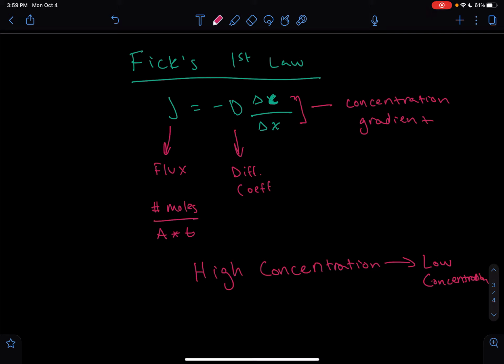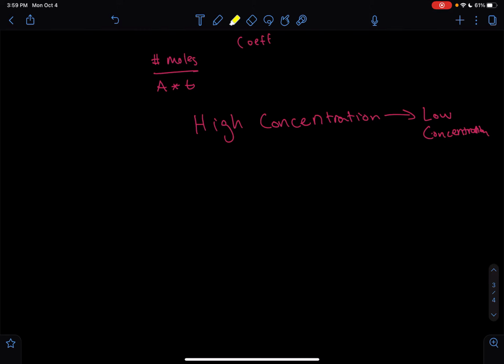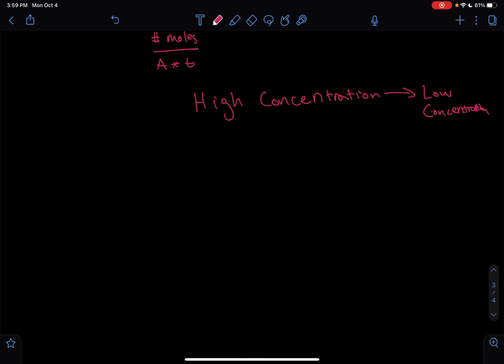And so then flux is just directly proportional to the magnitude of the concentration gradient. That's what this is telling us, right? So flux is proportional to that concentration gradient. If you have a higher concentration gradient, you're going to have a higher flux, or a higher movement, right?